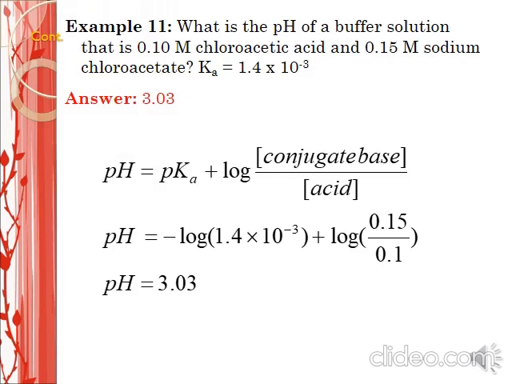The next example should be easy because the buffer is already prepared, and Ka for the weak acid, chloroacetic acid, was given here, 1.4 times 10 to the power negative 3. So you just substitute the concentration of base over acid, then you log, plus negative log of the Ka value of chloroacetic acid. Okay, so you get pH here.